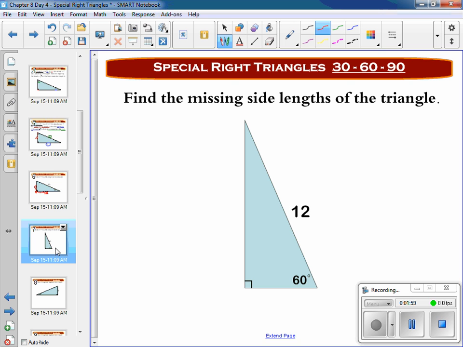Now we're only given one of our sides. So our hypotenuse is 12. And remember, our hypotenuse is twice as big as our shorter side. So to get from our hypotenuse to our shorter side, I'm going to divide it by 2. Okay, so my shorter side is 6. And then again, just like we did on the previous slide, to get from the short leg to the long leg, I'm multiplying by the square root of 3. So my long leg is 6 times the square root of 3.